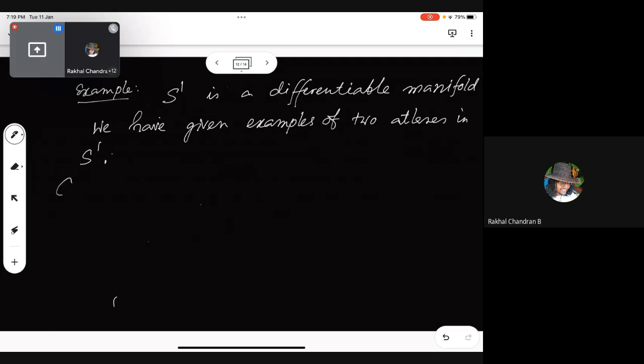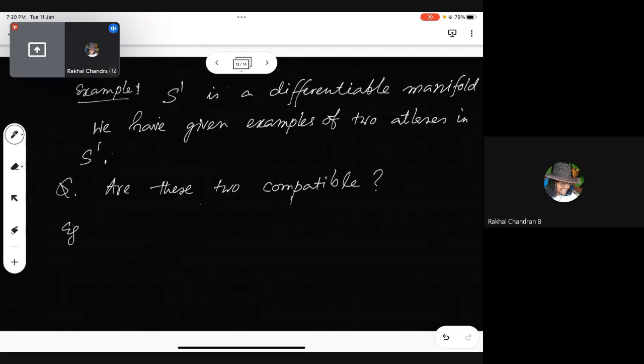So question, are these two compatible? This is for those who are interested to think about. So on S1 we have given two atlases, right? Are these two atlases compatible, so that you have a unique maximal structure containing the first one as well as the second one? All right, next example.